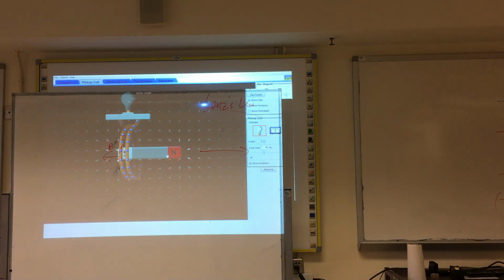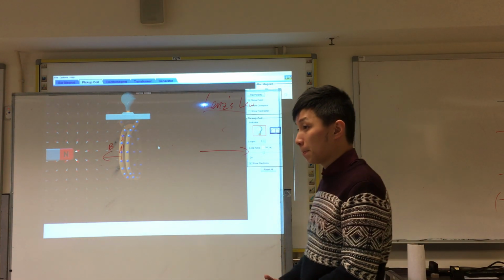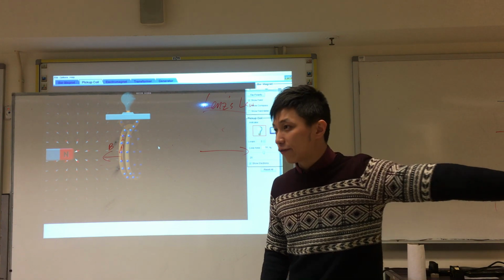It will keep going the same direction until I move in the middle. And then once I keep going, it will go opposite. Okay, I'll show you again with the demonstration.